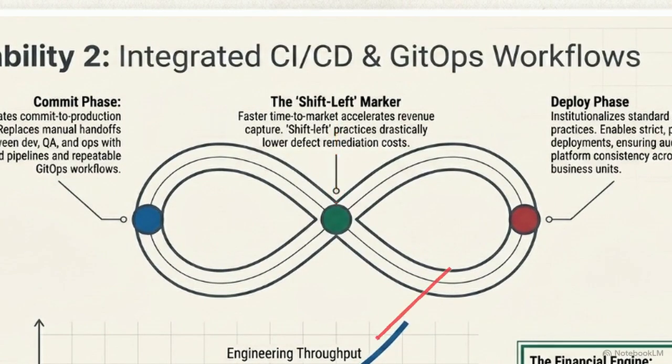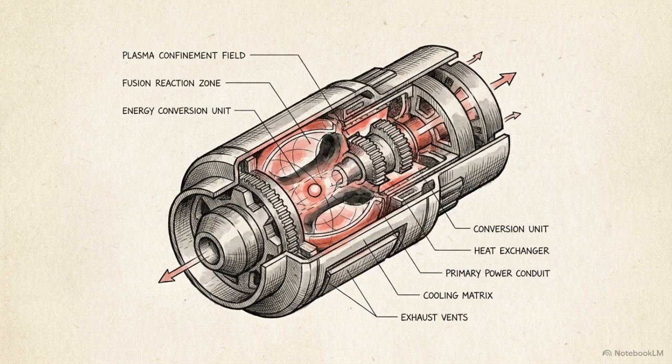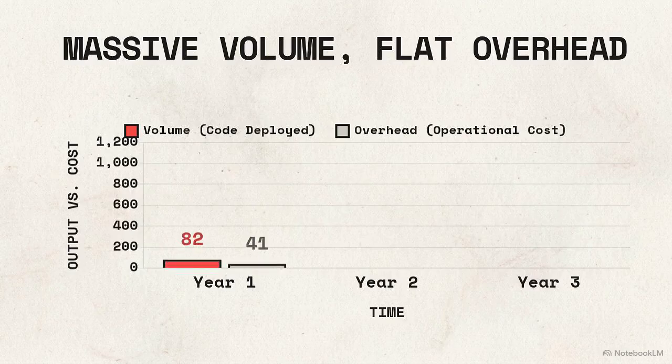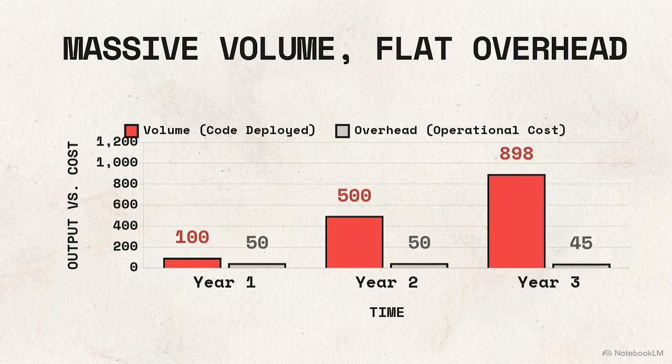The bottom graph proves the financial outcome. Operational costs remain completely flat, while engineering throughput scales exponentially. This automated layer acts as the financial engine of the enterprise, proving that an organization can drive massive volume without triggering a corresponding linear increase in overhead.